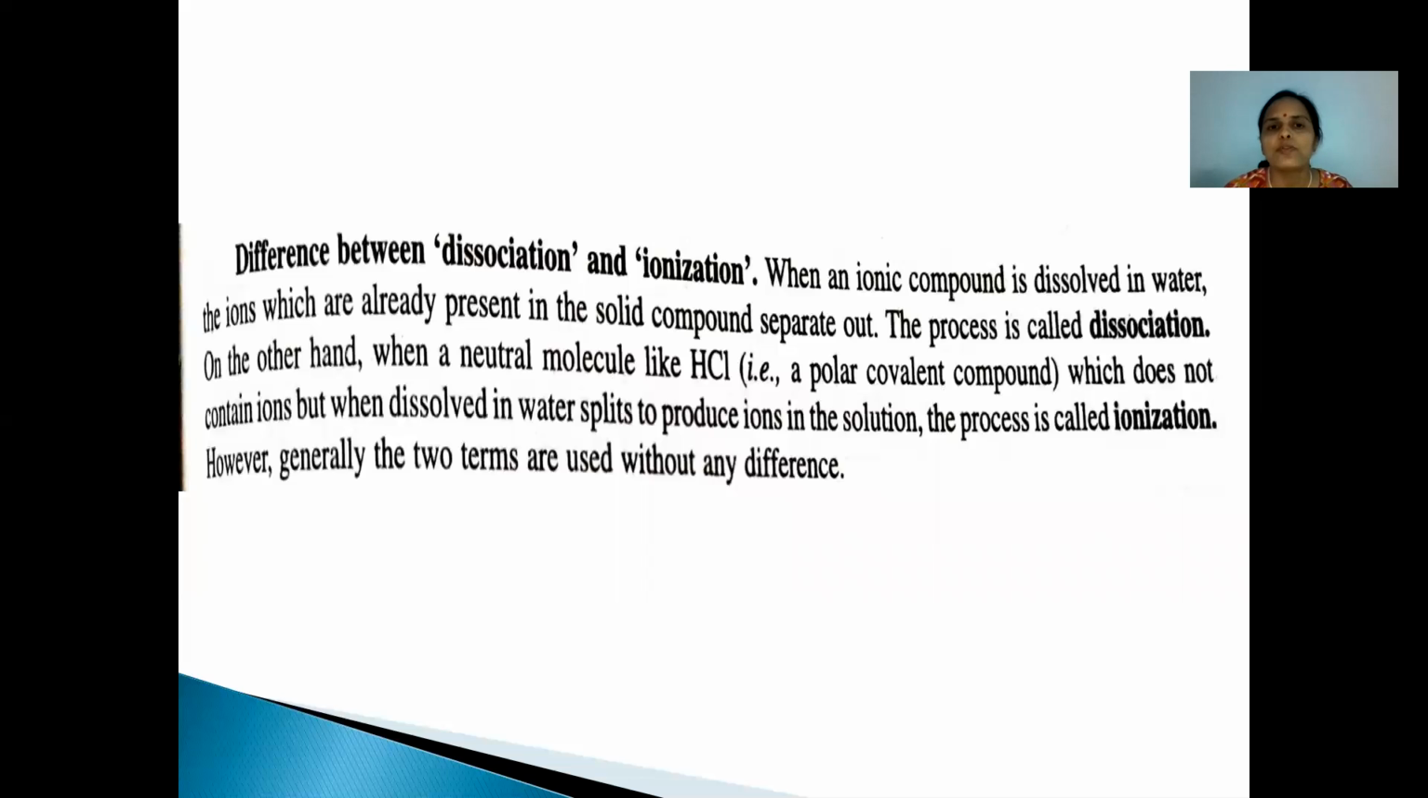Now let's see the difference between dissociation and ionization. When an ionic compound is dissolved in water, the ions which are already present in the solid compound separate out and the process is called dissociation. On the other hand, when a neutral molecule like HCl, which is a polar covalent compound that does not contain ions, is dissolved in water, it splits to produce ions in the solution. The process is called ionization. Generally, the two terms are used without any difference.